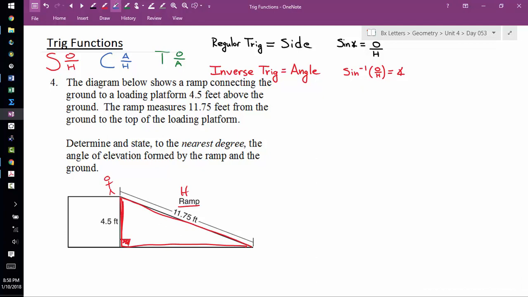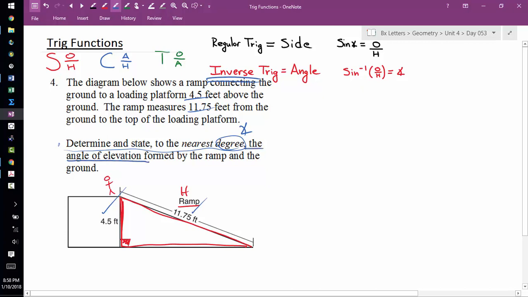I'm going to read that problem now. And I'm going to kind of scan. They tell me 4.5, I got that. They tell me 11.75, I got that. Here is where they're saying, determine and state to the nearest degree. As soon as I hear degree, I know I'm dealing with an angle. So they want me to do inverse trig. And what they're asking me to find is the angle of elevation.